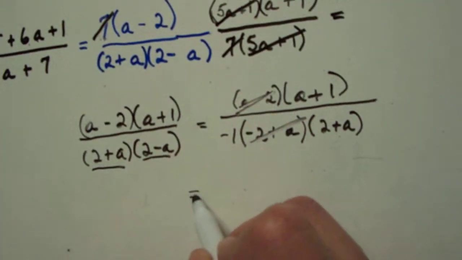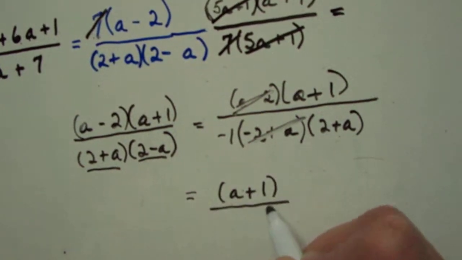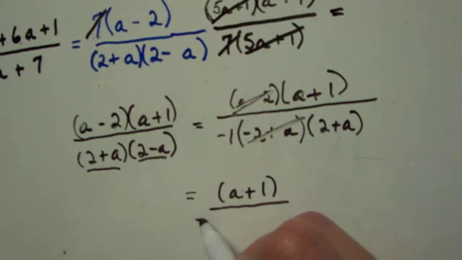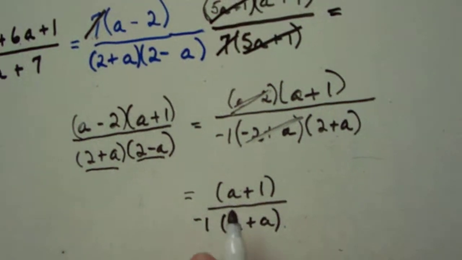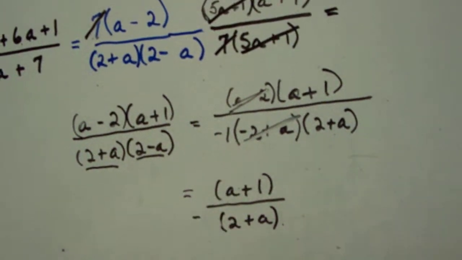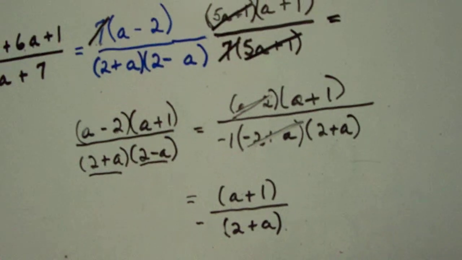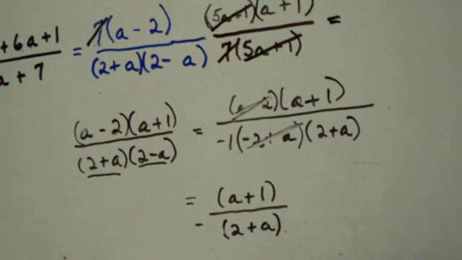That leaves us with a plus 1, negative 1, 2 plus a. And of course, 1 is implied, so we can just dispose of that and put our negative in front of the fraction. And we have our answer, a plus 1 over negative 2 plus a.